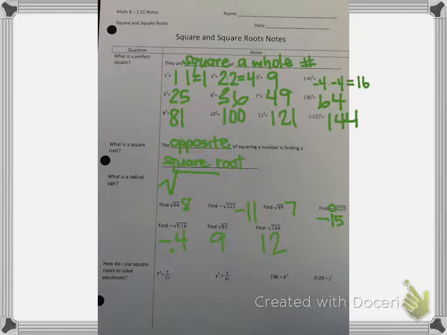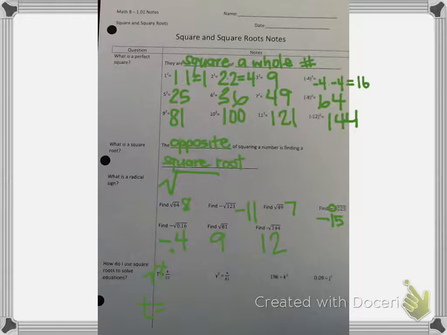Alright, we're going to take a look at the bottom of the page here. How do I use square roots to solve equations? Well, we talked about the fact that a square root is the opposite of squaring something. So the opposite of t squared is going to be to take the square root of it. So that the squared and square root cancel out, so that I just have t, because remember when we're solving equations, we just want to know what's the answer. I don't want to know what t squared is, I want to know what t is.